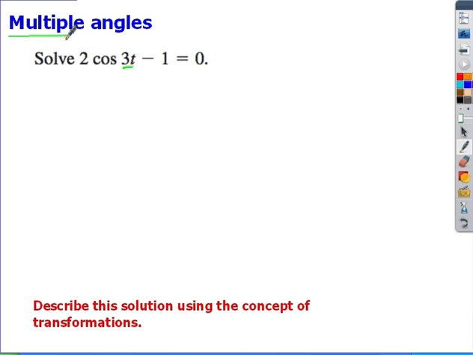You guys can figure this out because you just treat that as if it's its own variable, and we're going to solve for 3t instead of solving for x or theta or anything else. So actually, this one can be quite simple. There's only one new step at the very end.